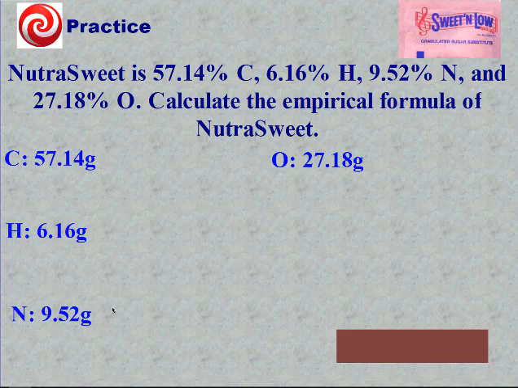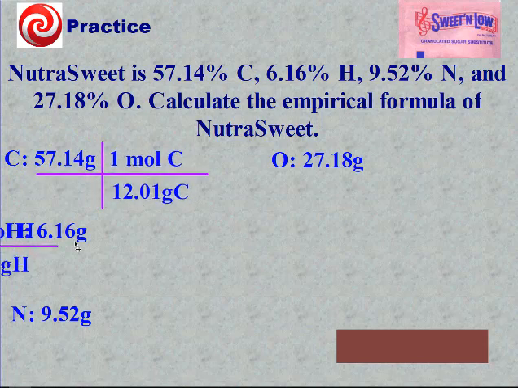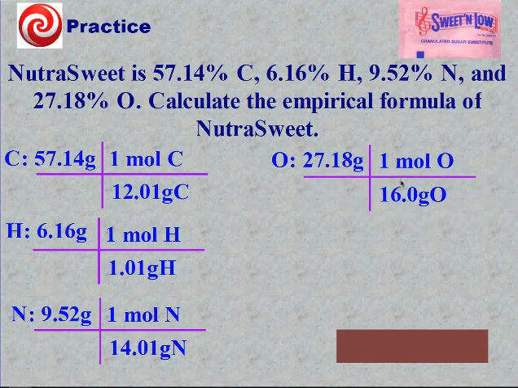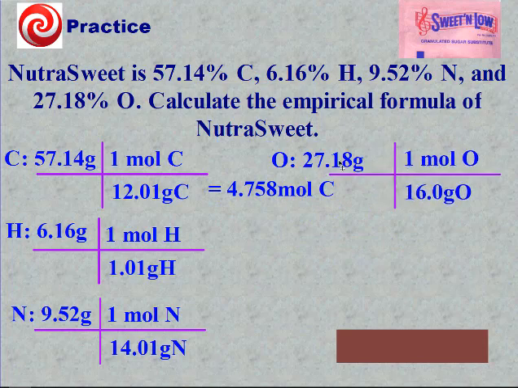I'm going to convert all of these grams to moles. So for carbon, that's dividing by 12.01. Hydrogen, remember, is just 1.01. Do not use the diatomic masses. That's the most common mistake people make. For nitrogen, we have 14.01 and oxygen 16. So then we get our moles of each of these.